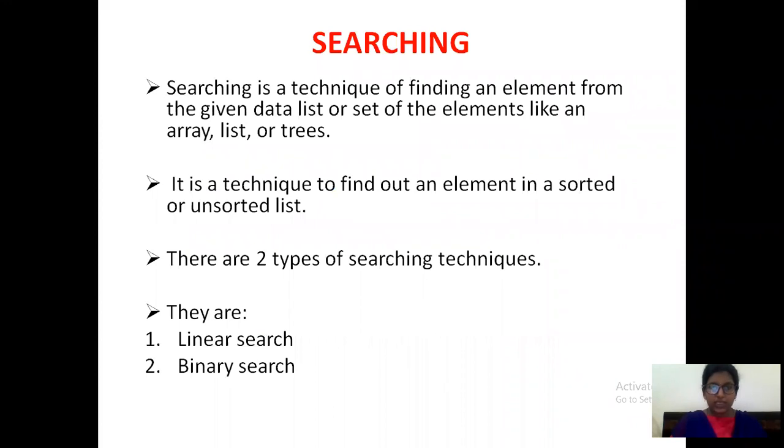So today's topic is searching. We have seen the linear search technique. Now in this lesson we are going to see the binary search.